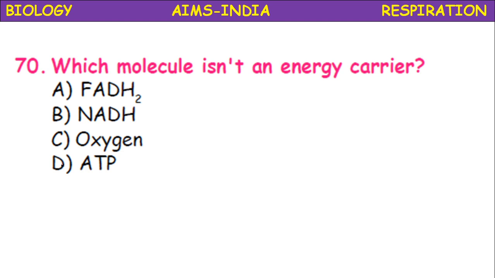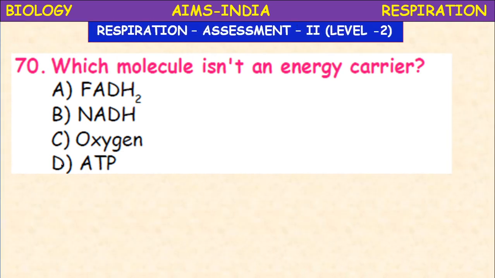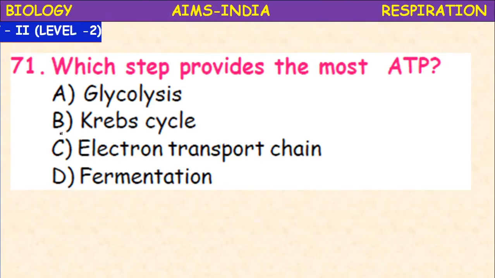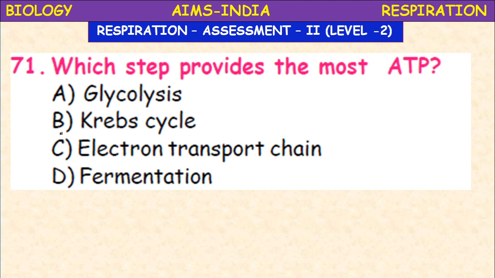Next, which molecule is not an energy carrier? FADH2, NADH2, oxygen, ATP. So except the oxygen, remaining all are energy rich compounds. So oxygen here. Which step provides the most ATP? Glycolysis, Krebs cycle, electron transport chain, fermentation. It is the electron transport chain where the oxidative phosphorylation takes place and more energy is produced in the form of ATP.